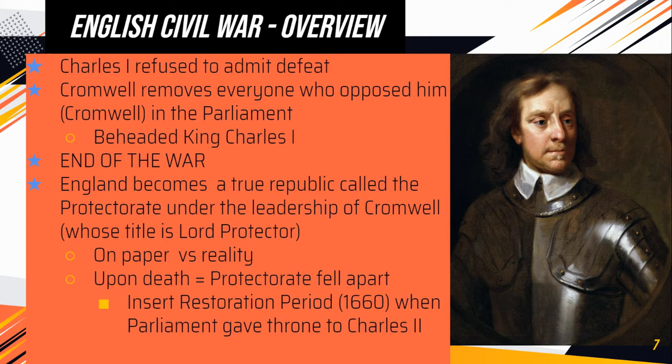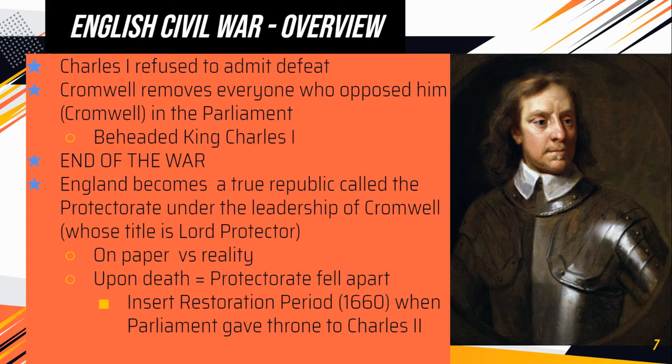What happens right afterwards is that England becomes a true republic. It's called the Protectorate under the leadership of Cromwell, who is given the title of Lord Protector. On paper, it sounds great. The Protectorate entrusted legislative authority to the remaining members of Parliament. Executive authority is entrusted to a council led by Oliver, so a little bit of checks and balances on paper.